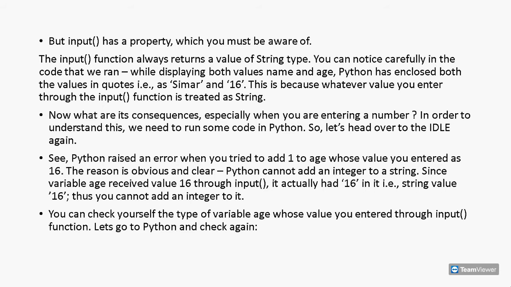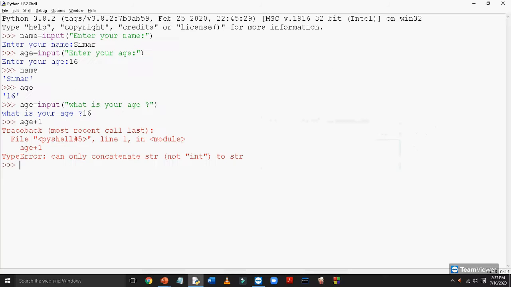You can check yourself the type of variable age whose value you entered through the input function. Let's go to Python and check again. age has a value of 16 in string. Let's see the type of the variable now. See, it shows the type of the variable as str.